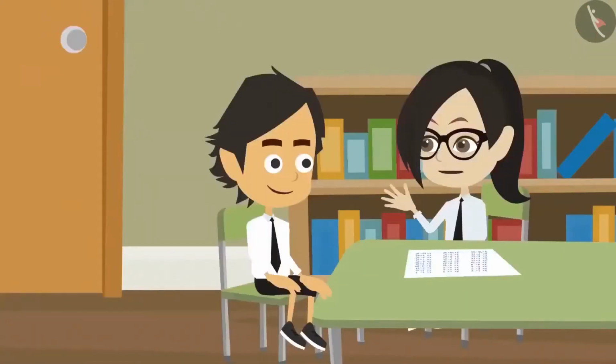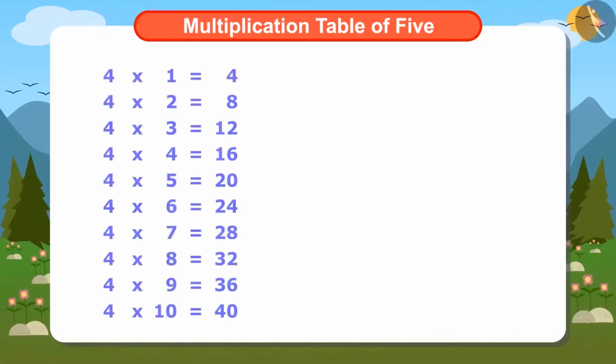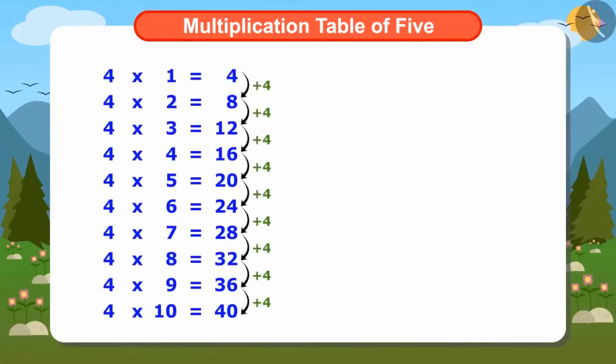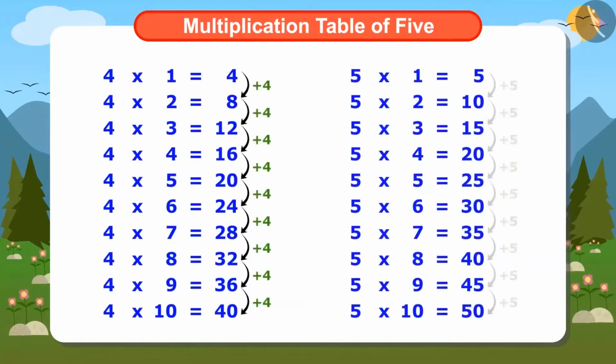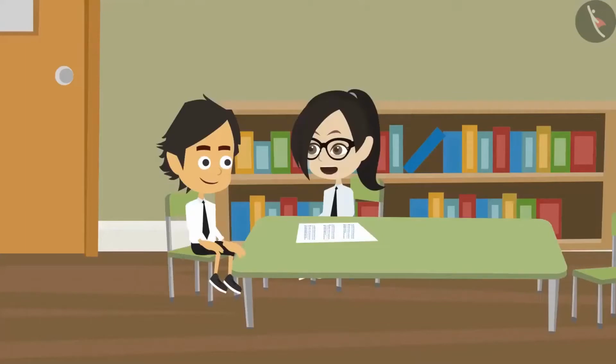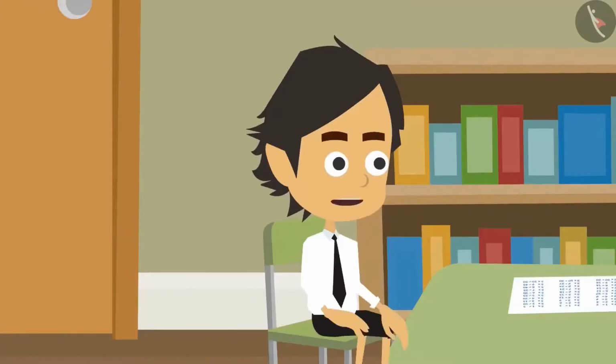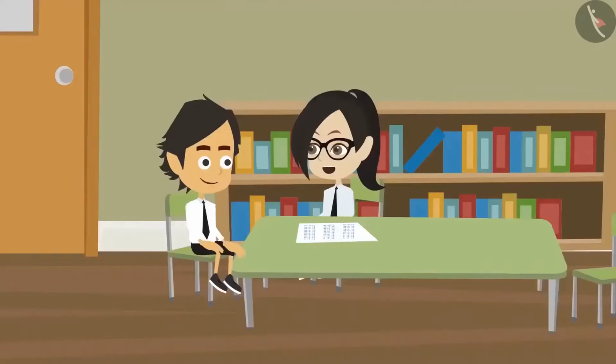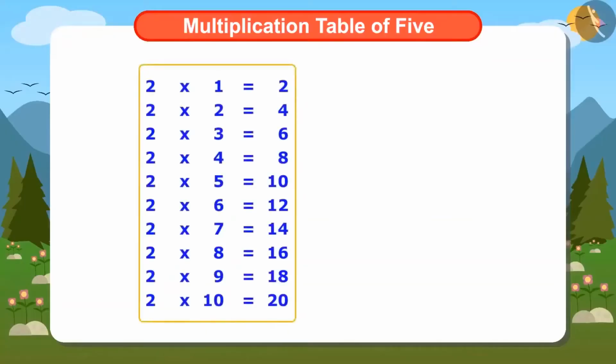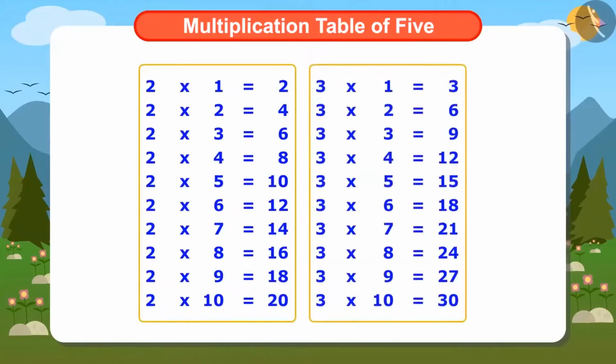But how did you write the multiplication table of 5? The multiplication table of 4 is written by adding 4 repeatedly. In the same way, the multiplication table of 5 is written by adding 5 repeatedly. But I used the multiplication tables of 2 and 3 to write the table of 5. How do you write the multiplication table of 5 with the help of tables of 2 and 3? Let me show you how to write the multiplication table of 5 using tables of 2 and 3. Show. Look, this is the multiplication table of 2 and this is the multiplication table of 3.